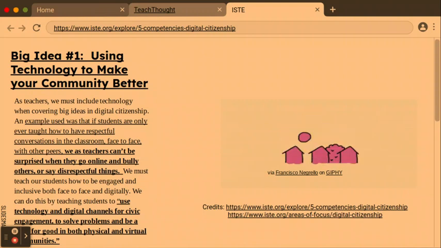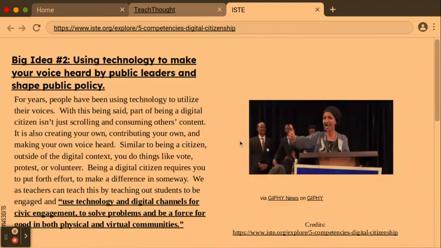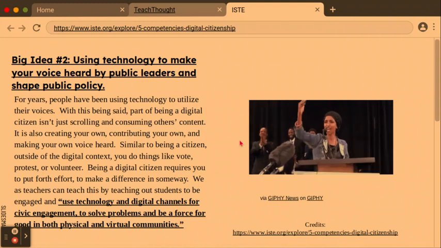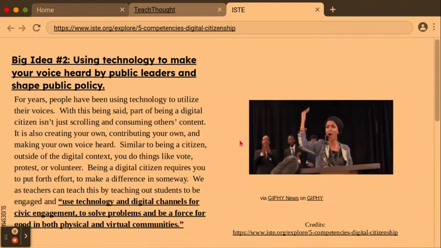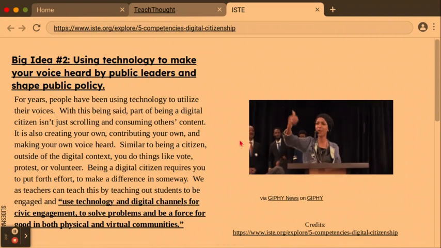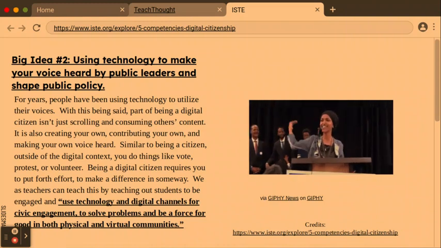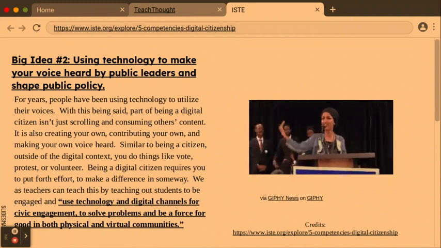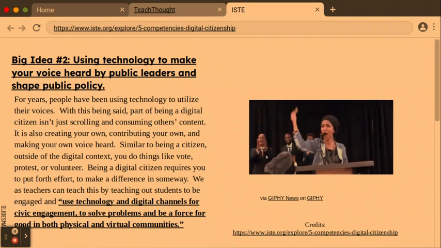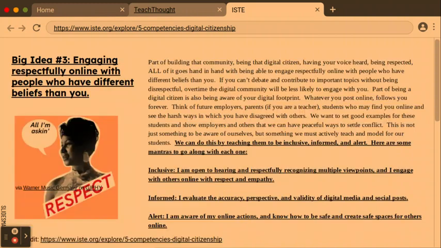We can do this by teaching our students to use technology and digital channels for civic engagement, to solve problems, and be a force for good in both the physical and the virtual communities that they're a part of. They need to be able to use technology to make their voice heard, to make a difference in these communities. It's not a one-way street. They're not just going to get on and scroll and consume other people's media. They're going to have to contribute some of their own to make that difference.